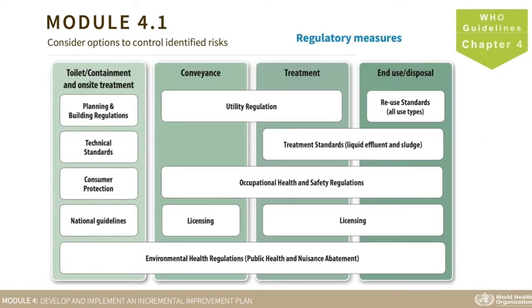The various steps in the sanitation service chain differ in their nature, requiring a corresponding range of regulatory mechanisms. Ways in which the different steps can be regulated are illustrated in Chapter 4 of the 2018 WHO Guidelines. Some examples of regulatory mechanisms include technical standards for sanitation infrastructure, building and planning codes and standards, public health and/or nuisance abatement legislation, public utility regulations, licensing, and standards for safe reuse.